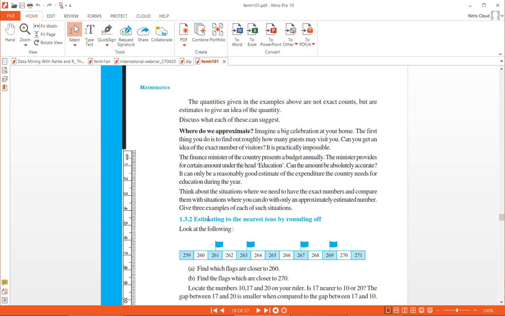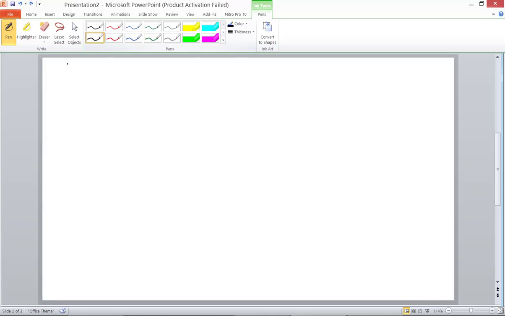Now you need to understand that you can round off your numbers to various places. I can have thousands, hundreds, tens, ones. So I can round off to any of these places depending on the numbers. If I want to round off to the thousands, I will look at the hundreds digit. If I want to round off at the hundreds place, then I will look at the tens digit. So this is how we generally do it.